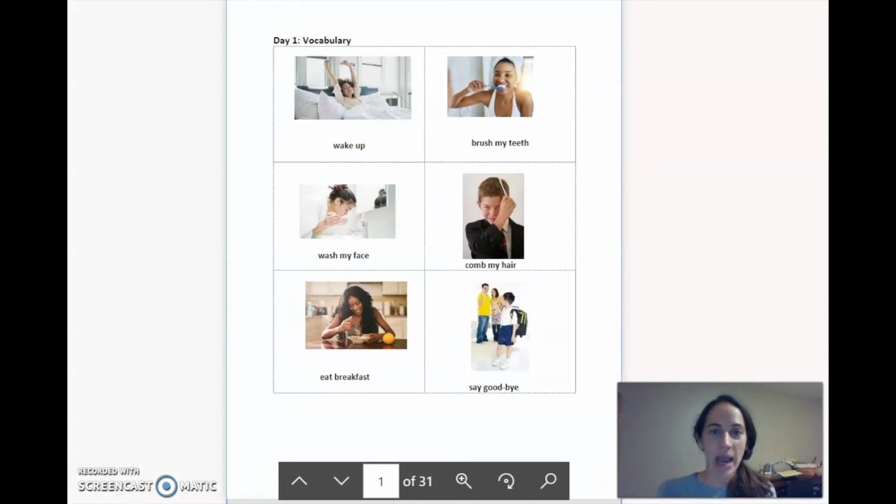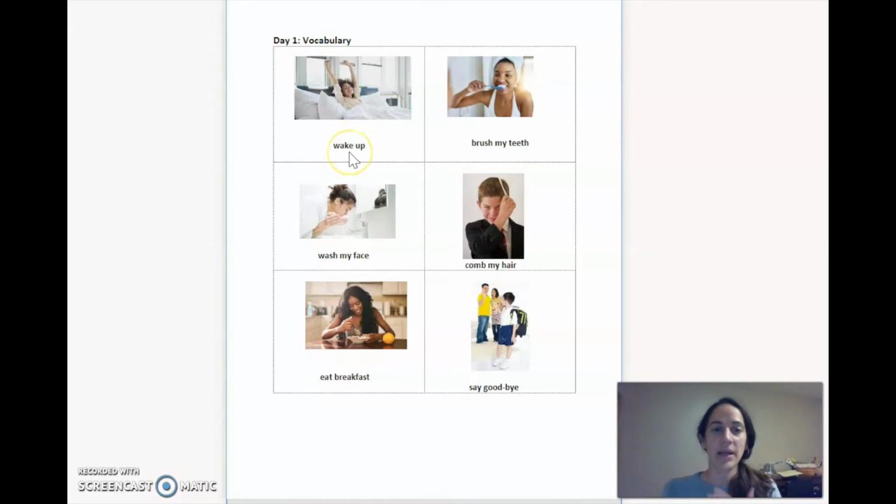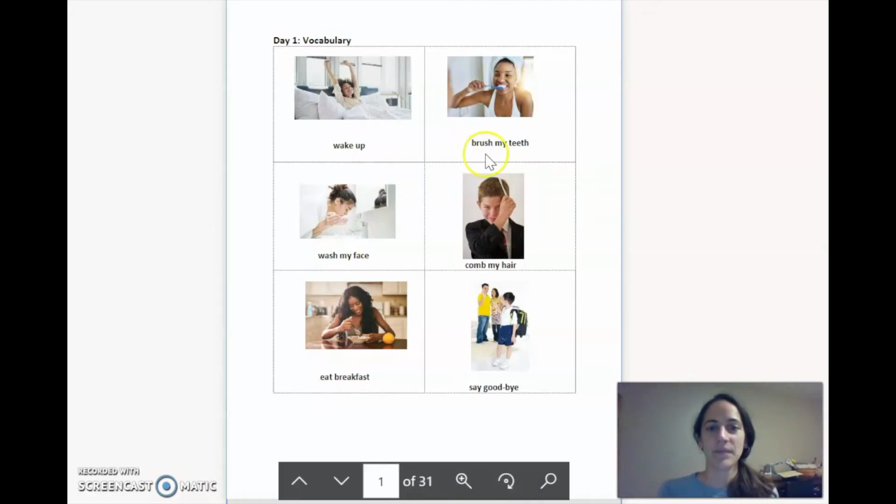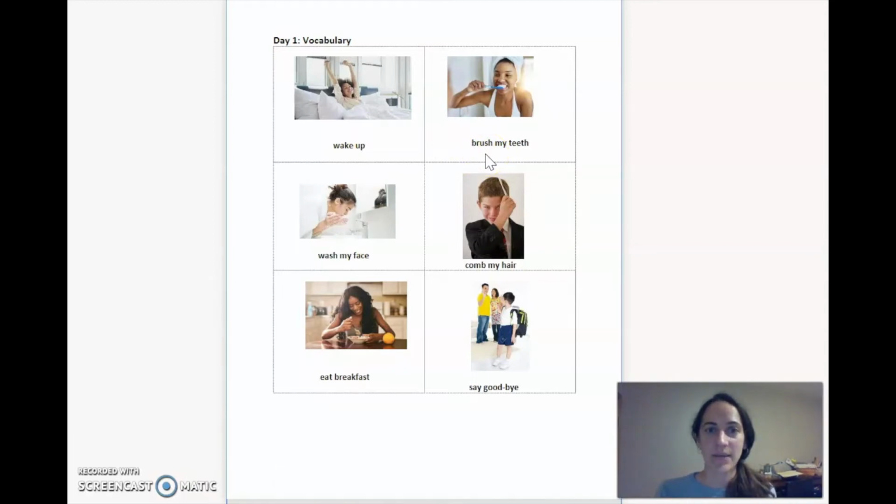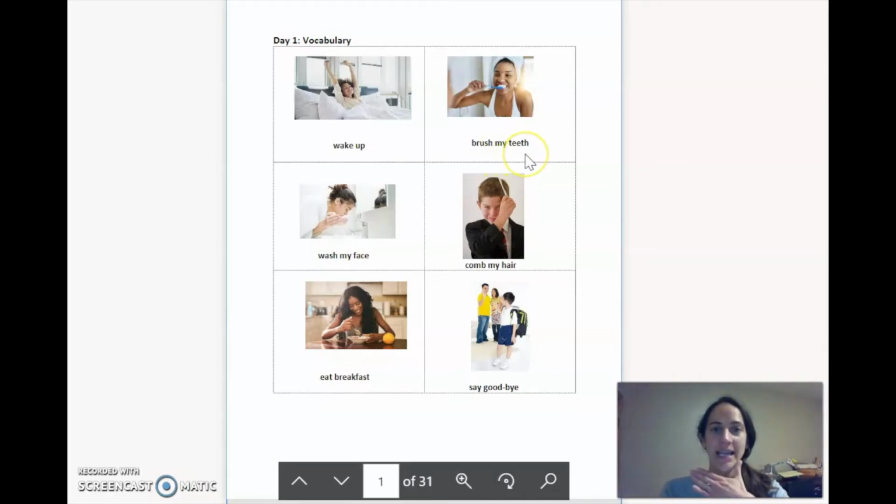Let's look at some vocabulary about our day. This has the A-K-E you saw. Repeat after me. Wake up. Good. Someone can sleep and wake up with their eyes. Wake up. Here is a woman who's going to, it says, brush my teeth. She will clean her teeth with a brush. Repeat after me. Brush my teeth.